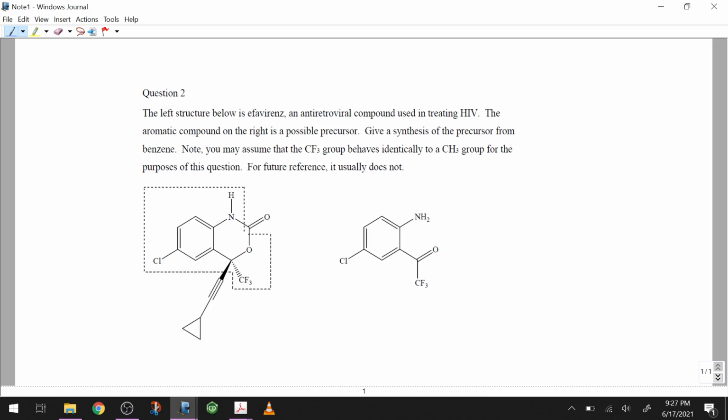Question 2. This question is about making an aromatic precursor to a valuable antiviral drug on the left. Now, this is a bit of an odd case because we have a trifluoromethyl group here that is not a traditional group that we'll talk about at this point in the course. So I made an assumption here. You can assume that it behaves the same way as a methyl group.